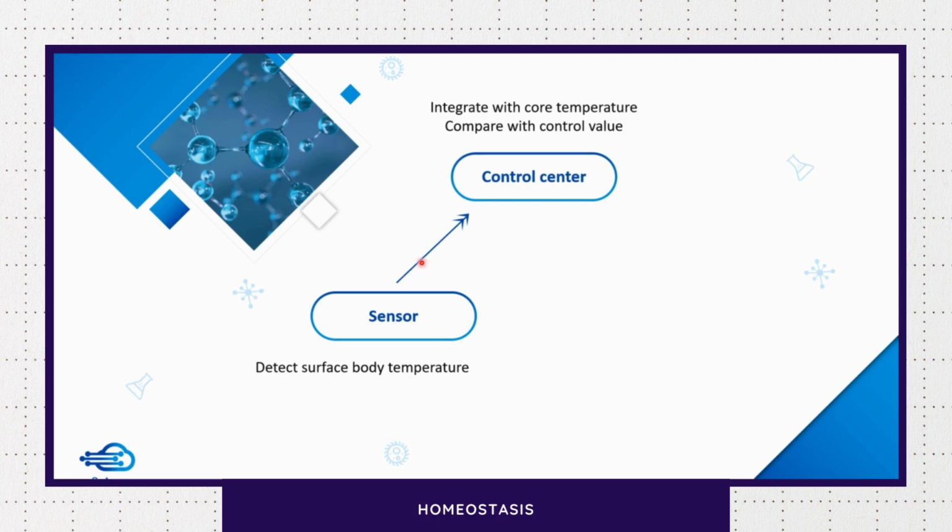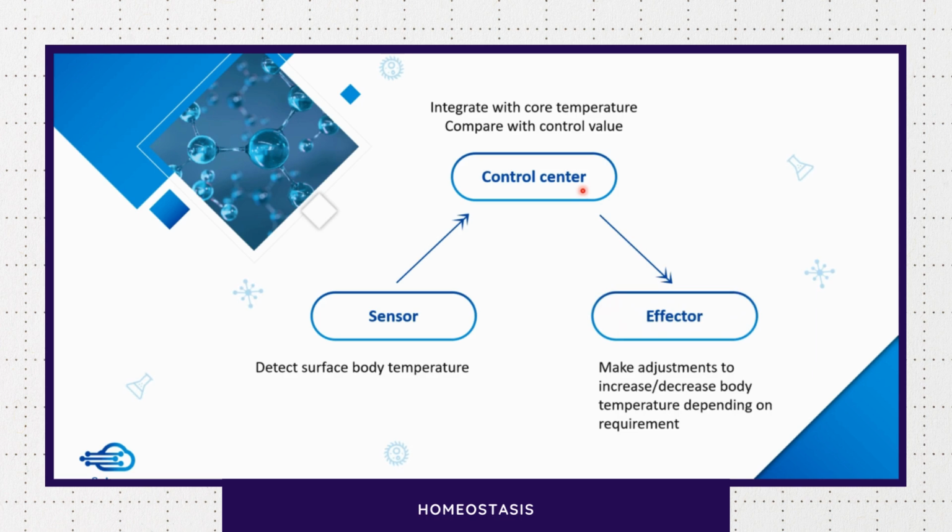Now this information is conveyed to the control center. The control center has a certain desired value of the temperature. So suppose there is a core body temperature of 37 degrees Celsius while the surface temperature is 42 degrees Celsius because the environment is too hot, right? That comparison will be made at the control center, that more temperature is present at the skin. Based on that, it will do certain adjustments. It will calculate a value, and based on that, it will tell the effectors to make appropriate changes to increase or decrease temperature depending on the requirement.